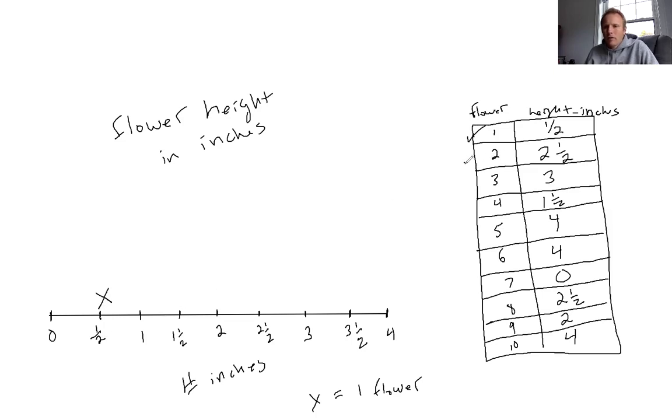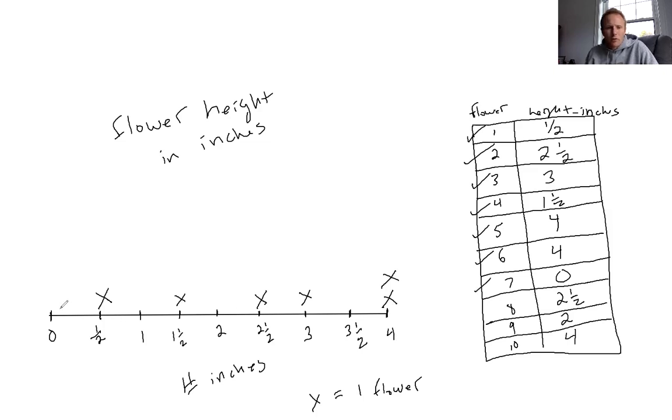Then I go to my second one. Number 2 is 2 1/2 inches. So I say that one flower so far is 2 1/2 inches. I say so far because I'm going to add to that later. Number 3 is 3 inches, so I say one flower is 3 inches. Number 4 is 1 1/2, so I say one flower is 1 1/2. Numbers 5 and 6 are both 4 inches, so I can put 2 there. This shows that 2 flowers are 4 inches tall.